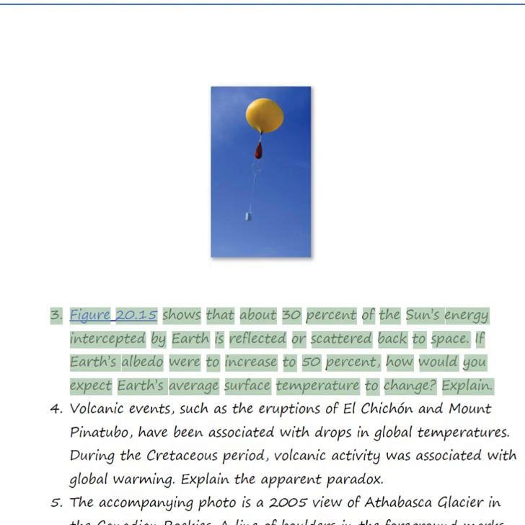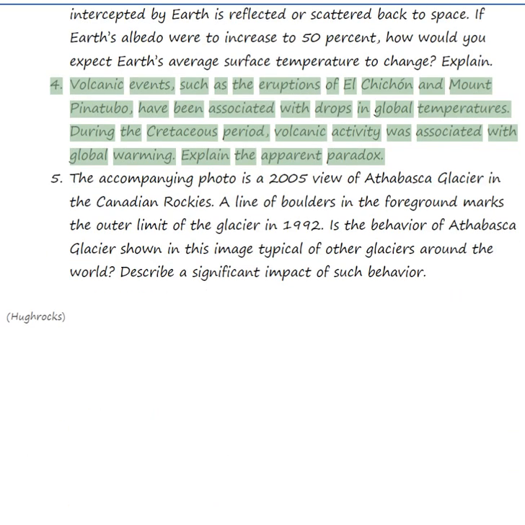3. Figure 20.15 shows that about 30% of the sun's energy intercepted by Earth is reflected or scattered back to space. If Earth's albedo were to increase to 50%, how would you expect Earth's average surface temperature to change? Explain. 4. Volcanic events, such as the eruptions of El Chichón and Mount Pinatubo, have been associated with drops in global temperatures. During the Cretaceous period, volcanic activity was associated with global warming. Explain the apparent paradox.